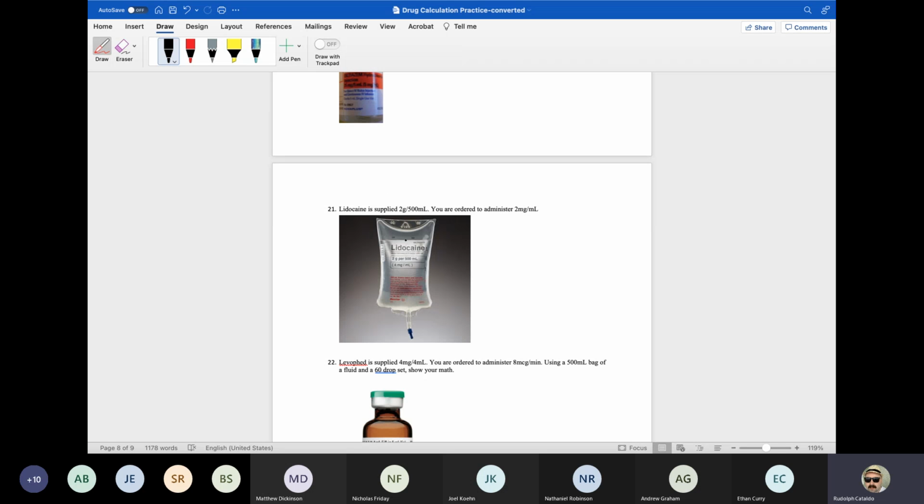So let's look at this medication, which is lidocaine. Bear with me through this. Lidocaine is supplied 2 grams in 500 mLs. I feel like I'm graffitiing. It's horrible. All right, 2 grams in 500 mLs. Your dose ordered is 2 milligrams per ml. What problem do I have right off the bat?